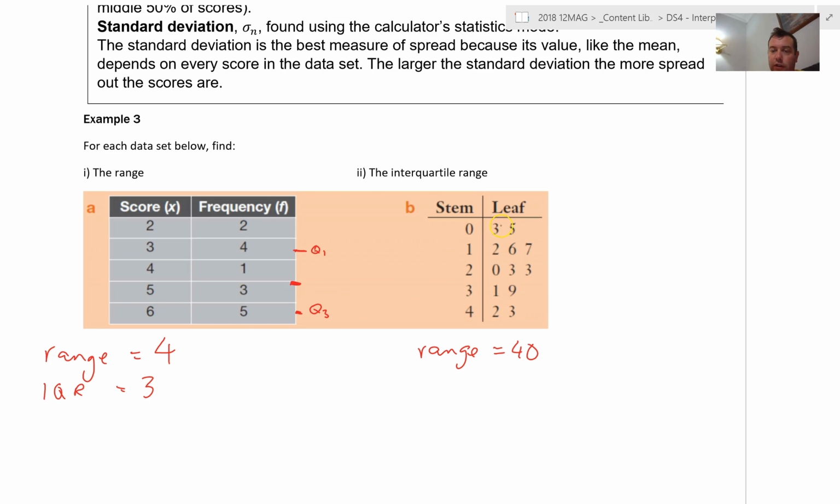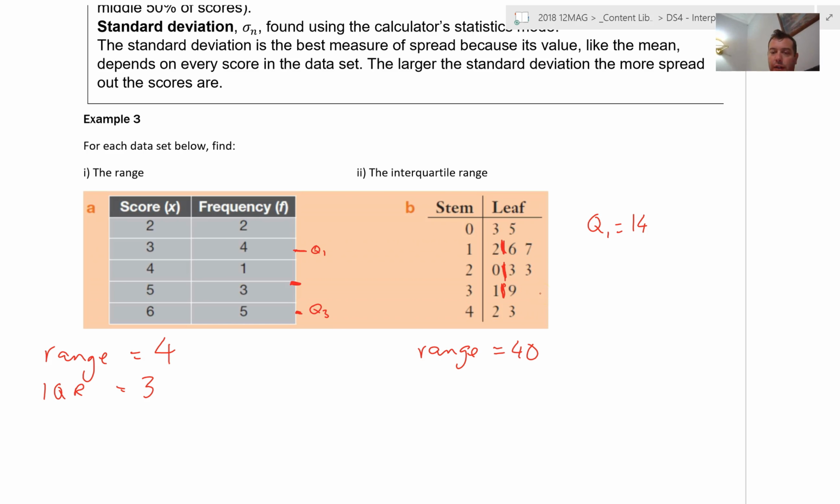Over here, now I've got 1, 2, 3, 4, 5, 6, 7, 8, 9, 10, 11. There are 12 scores here in this data set. So there's 6 in the top half, 6 in the bottom half. Right? There's my halfway point. So my median is between 20 and 23. Now, the middle of the bottom half then is halfway between 12 and 16, which is 14. The middle of the top half is halfway between 31 and 39. What's halfway between 31 and 39?